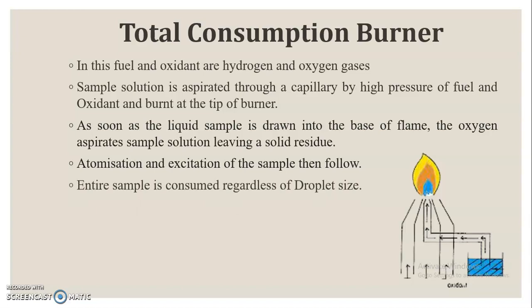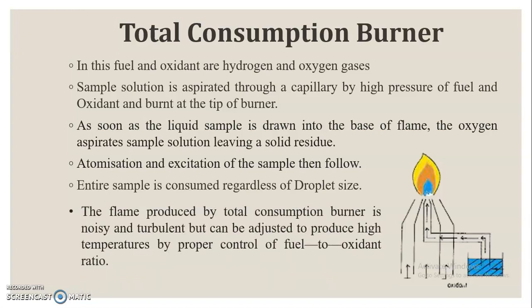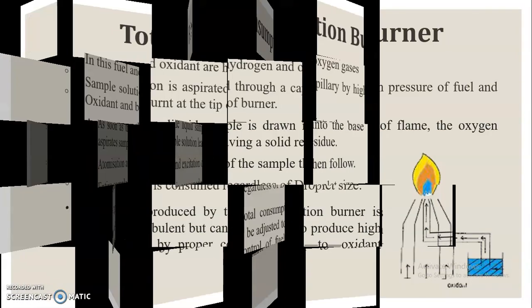The entire sample is consumed regardless of the droplet size. So this is the advantage of the total consumption burner. As the total sample is consumed by this burner, that's why these burners are also known as total consumption burners. The flame produced by the total consumption burner is noisy and turbulent, but can be adjusted to produce high temperatures by proper control of the fuel to oxidant ratio. So this is about the total consumption burner.